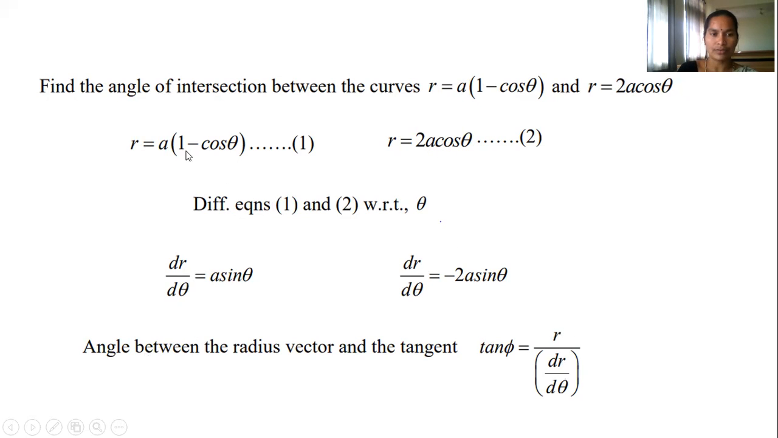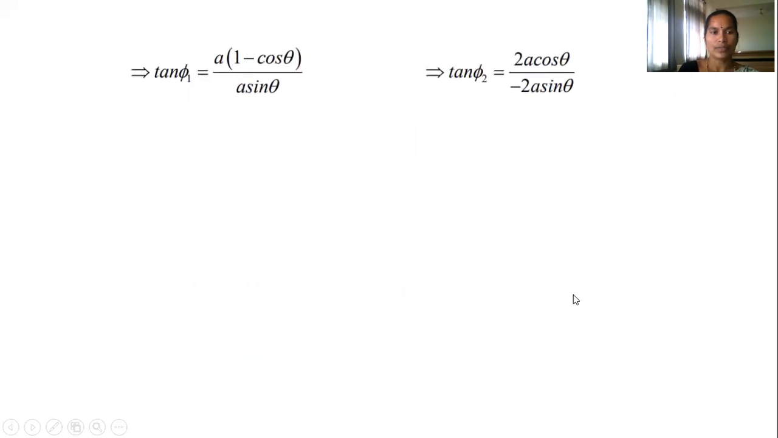So for the first curve, we have r as a into 1 minus cos theta, divided by a into sine theta. Similarly for the second curve, 2a cos theta divided by minus 2a into sine theta, that we have here. Just to observe now, for the first curve, we are calling tan phi 1, which is equal to a into 1 minus cos theta by a into sine theta. Similarly, tan of phi 2 is equal to 2a cos theta by minus 2a into sine theta.